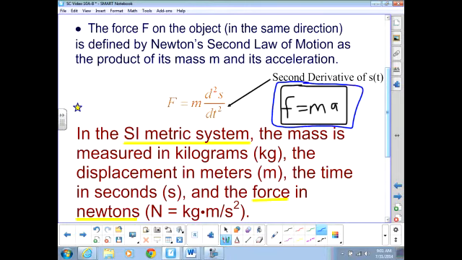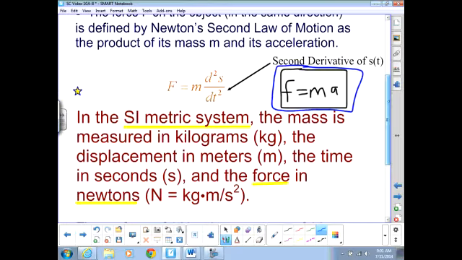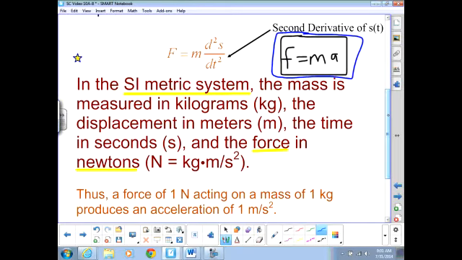Now, the units will play a huge role in helping you in work problems. First, let's talk about if our units are metric. Well, your mass unit in metric is kilograms, your displacement or distance is in meters, and your time is in seconds. The unit of force is what's called a newton, and is abbreviated with N. So your force unit for metric is newtons.